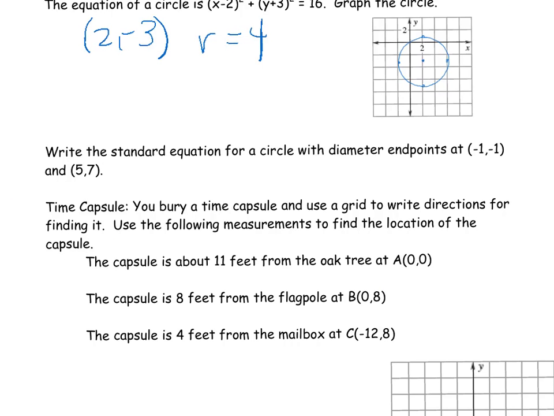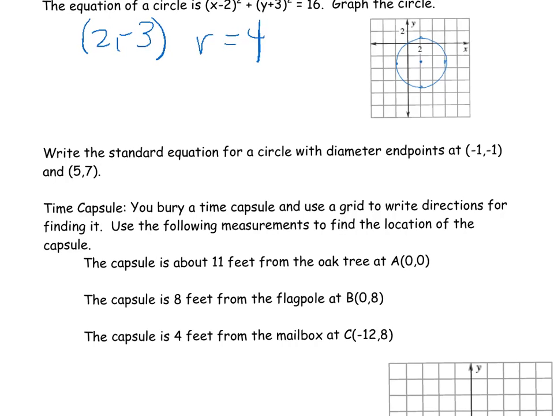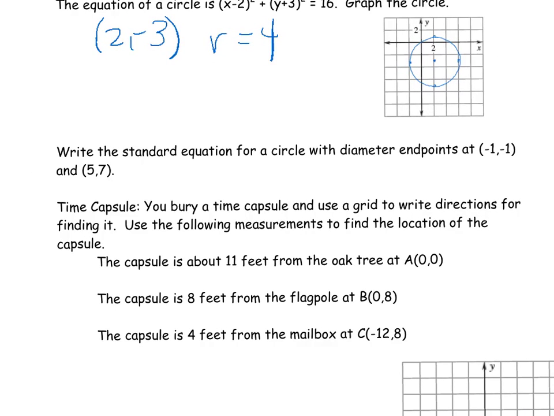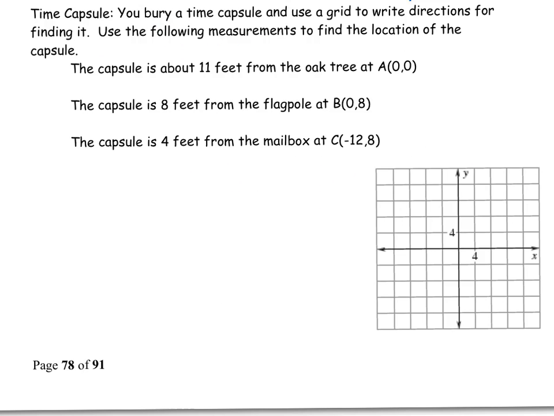So for this next equation, it wants you to write the standard equation for a circle with the diameter endpoints at (−1, −1) and (5, 7). I am going to ask you this question in the notes check. I'm going to ask you what h is, what k is, and what r is.